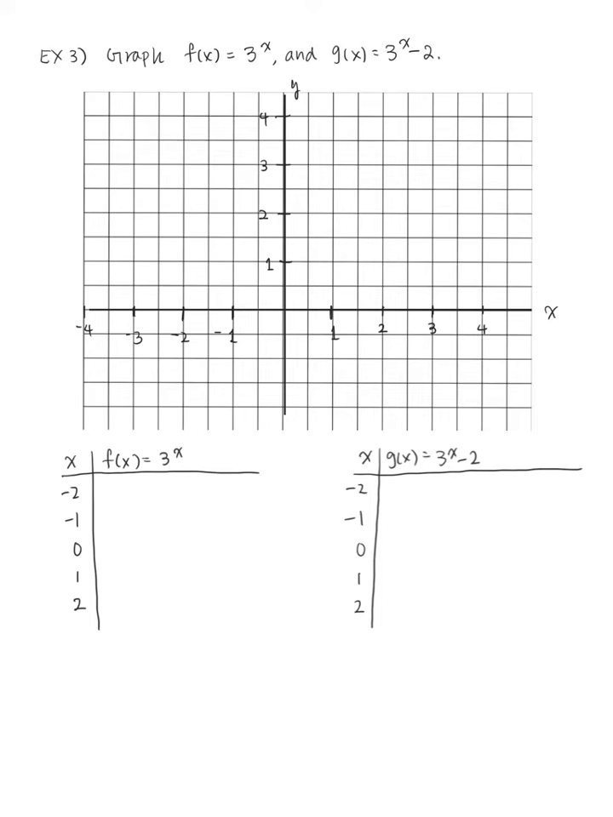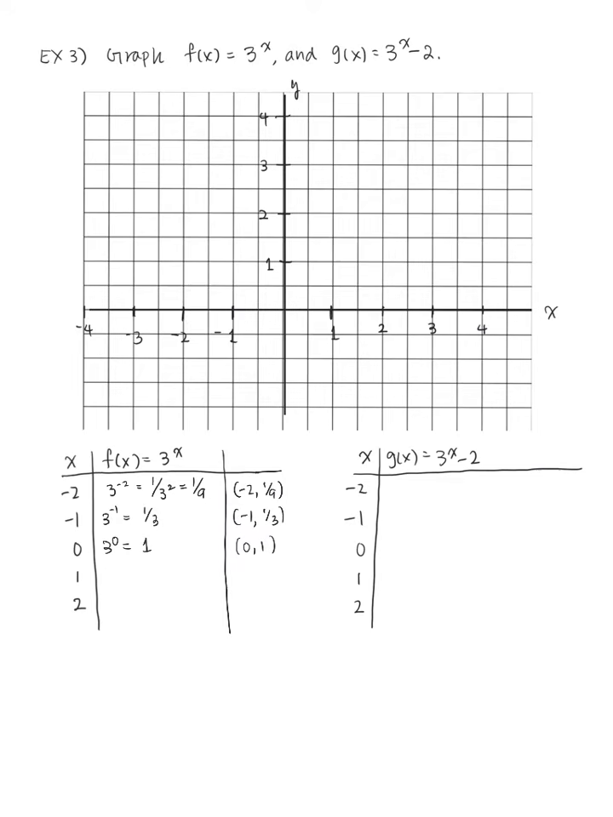So when x is -2, we're going to have 3 to the -2, which is 1 over 3 to the second power, which is going to give us 1 over 9. So here we need to plot (-2, 1/9). When x is -1, we're going to have 3 to the -1, which is 1/3. So you got (-1, 1/3). When x is 0, you're going to have 3 to the 0. So again, we're going to have 1, (0, 1).